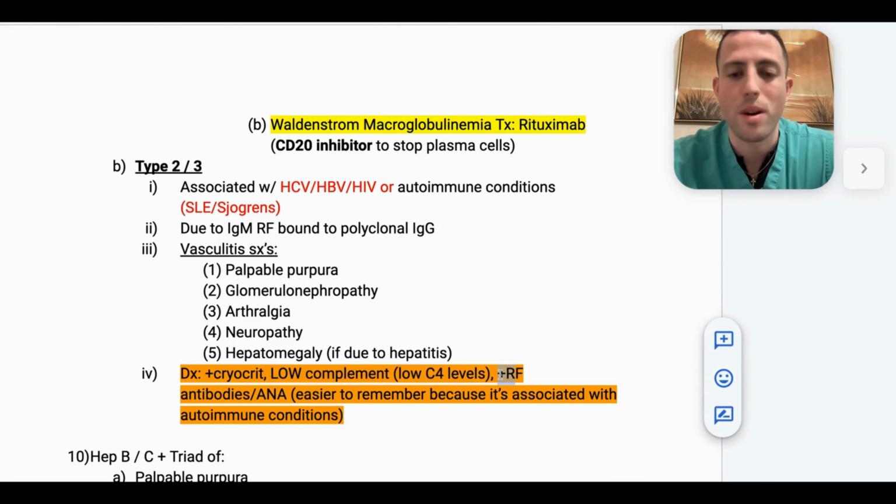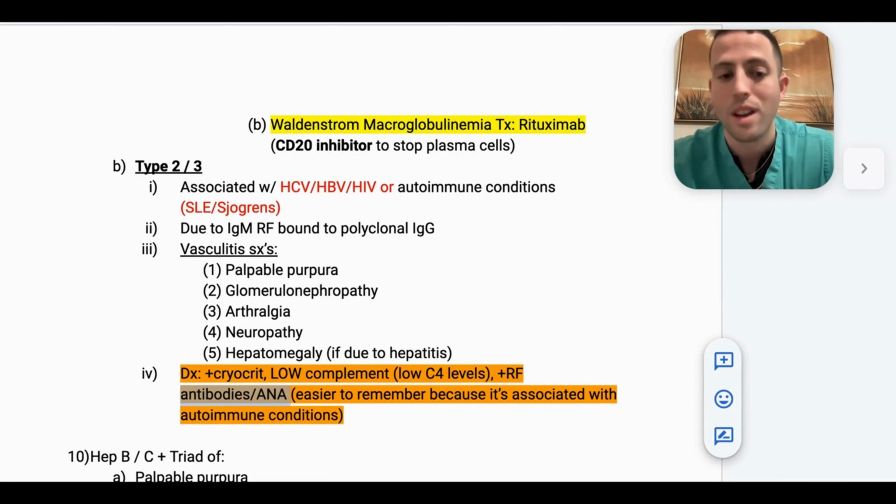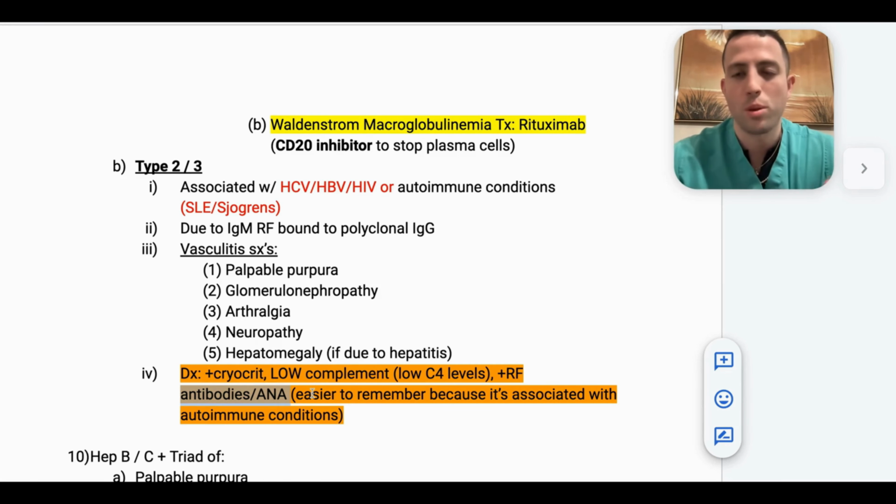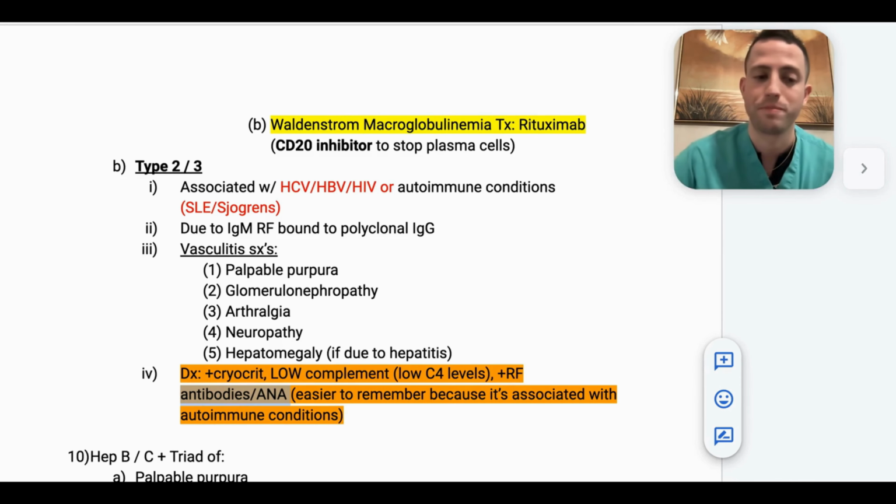They'll also have a positive rheumatoid factor, just like type 1 cryoglobulinemia, and they can even have positive antibodies as well as ANA, and that's easy to remember because it's associated with the autoimmune conditions like Sjogren's as well as lupus. So the most important thing to differentiate in your head between type 1 versus type 2 and type 3 cryoglobulinemia is the complement levels. Type 1 is normal, type 2 and type 3 have low complement.